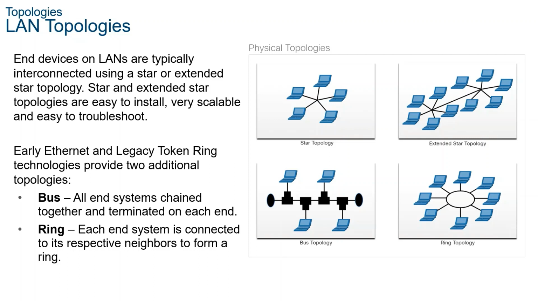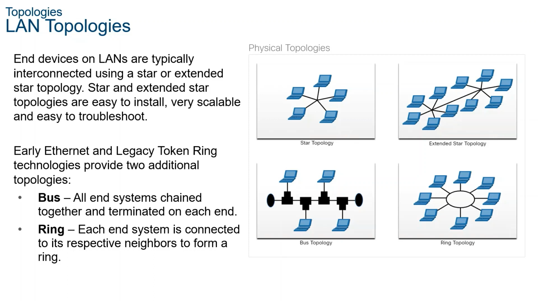Now the star and extended star topologies are easy to install, very scalable, easy to add and remove end devices, and easy to troubleshoot. Early star topologies interconnected end devices using Ethernet hubs, but nowadays we are using switches. At times there may be only two devices connected to the Ethernet LAN. An example is two interconnected routers. This would be an example of Ethernet used on a point-to-point topology presented earlier.